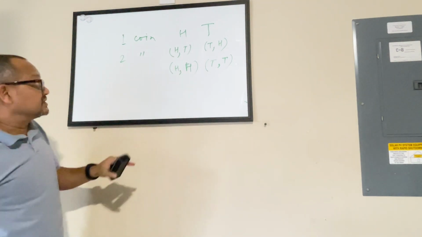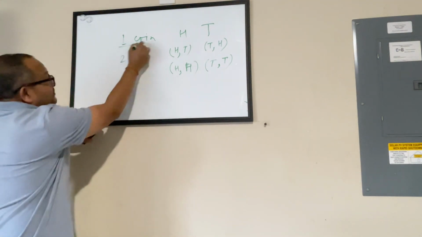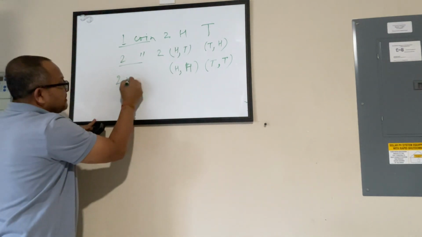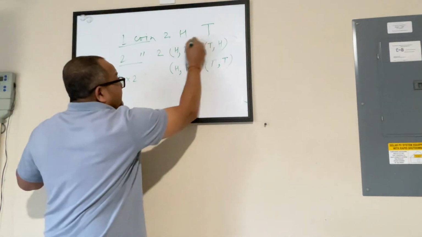So I'm getting 4 options. How it comes is, the first one gives you 2 options, the second one also gives you 2 options. You multiply both of them. That is the total number of options you will have. That is what you see here.